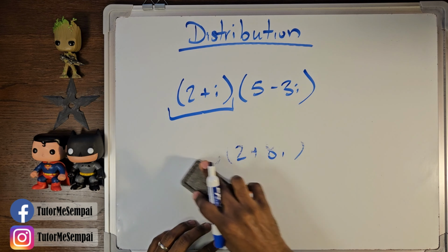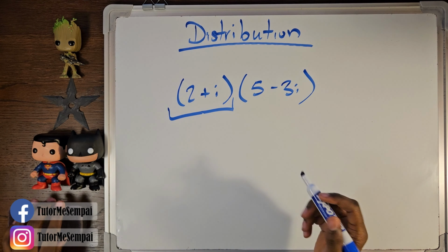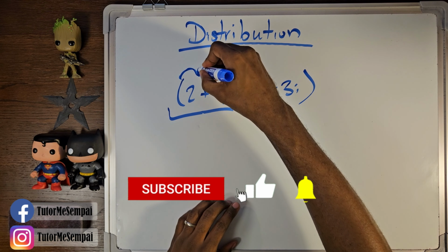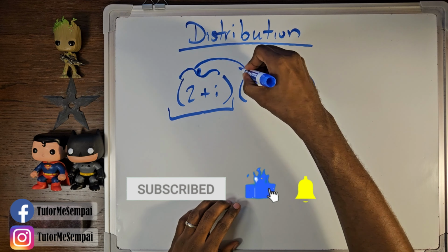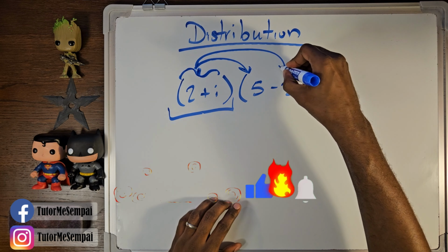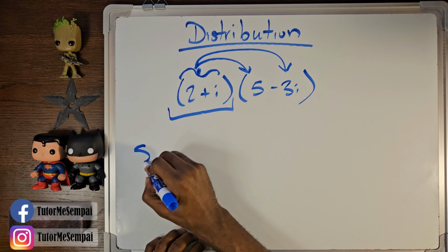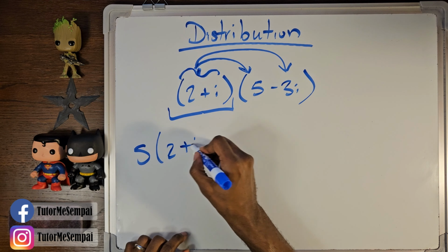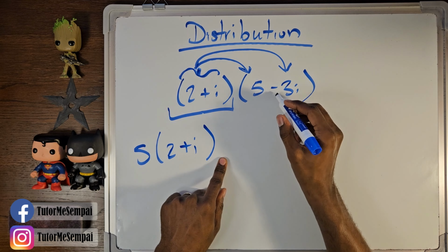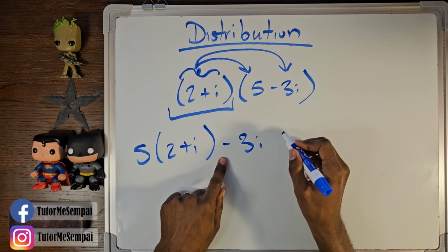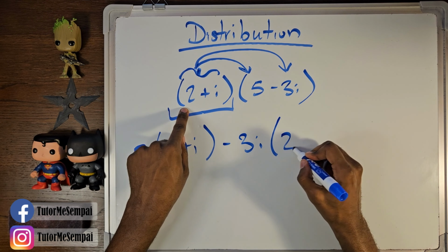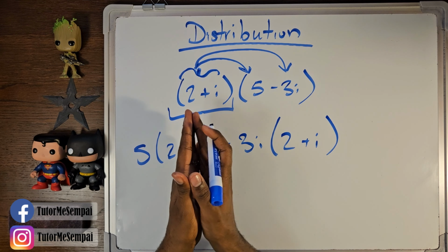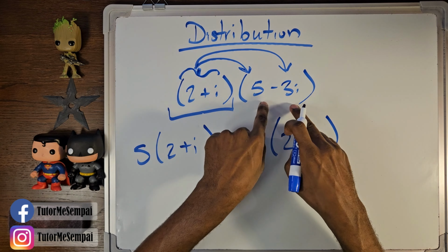And when we do that, we're going to get something like this. So 2 plus i is going to distribute to both of these. So this is going to distribute to this and to this. So you're going to have 5 times our complex number, 2 plus i, minus 3i times our complex number, 2 plus i. So we've distributed our entire complex number to the components of this complex number.